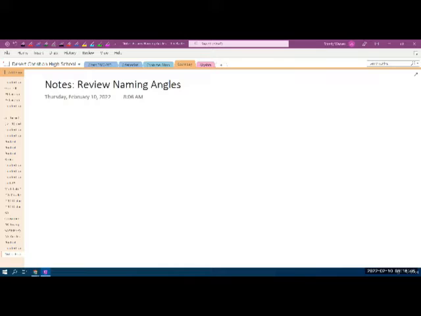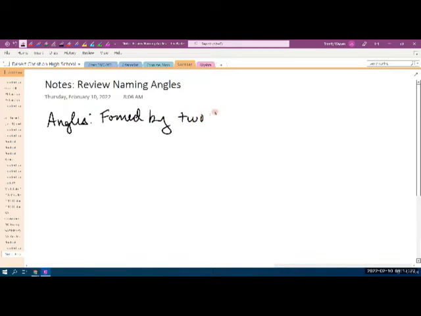I don't remember our definition of an angle. It's formed by what? What do we need to create an angle? You name it with 3 points, but officially it's formed by 2 what? Rays. So officially it's formed by 2 rays. All right. So angles, write this down, please. Formed by 2 rays.